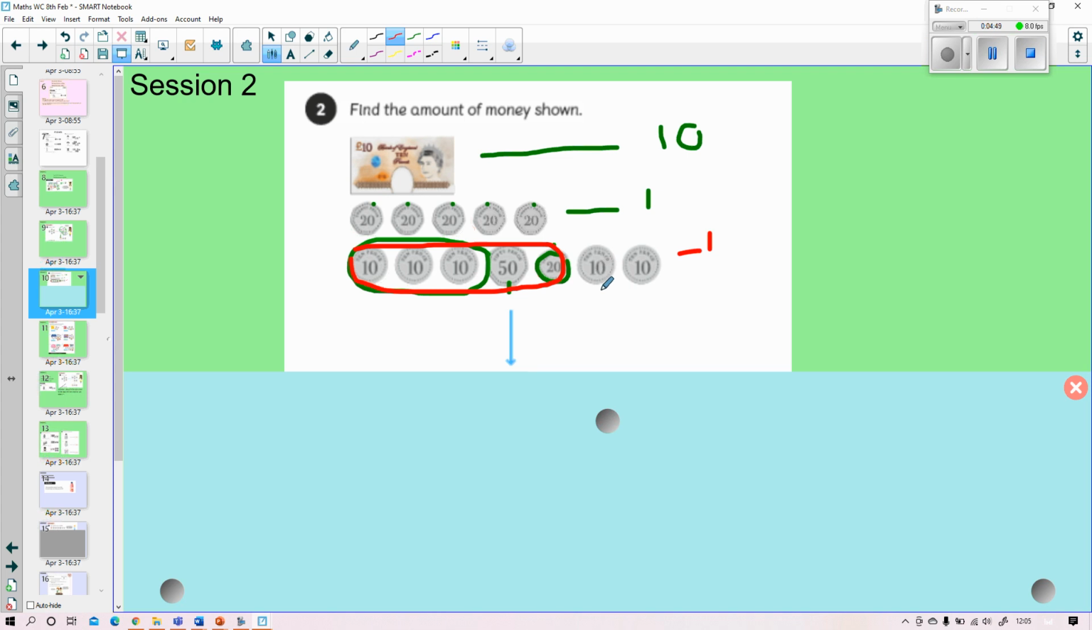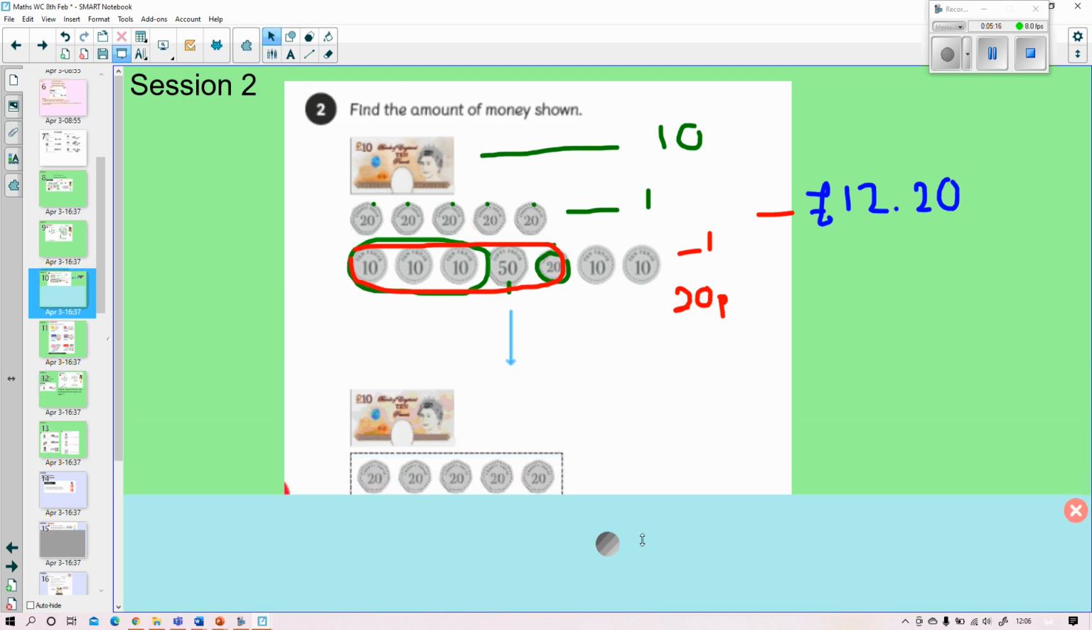Now I've got 10 and 20 pence left over. So here's my 20 pence. I'm going to put a little p here because I don't want to get confused between what's my pounds and what's my pence. So bringing it over here then, let's add it all up. £10, £11, £12. I've got 12 whole pounds and 20 pence. There we go. Well done, everybody.